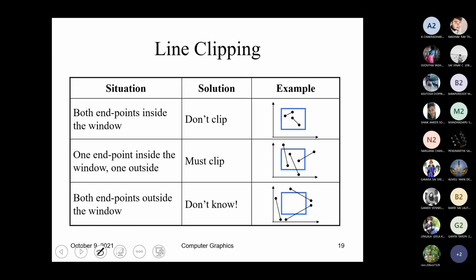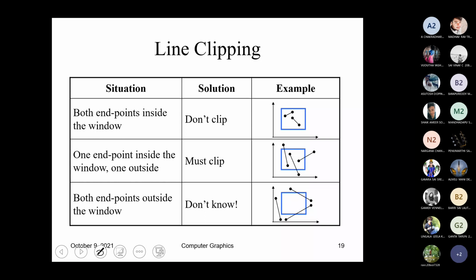In general, it is mentioned here clearly. If both end points are inside the window, then you don't need to clip. It is inside the visible region. Clear? The second case is one point inside and the other outside the window. So what should you do? You must clip till where? Till your y max or y min or x max or x min, depending upon the situation.